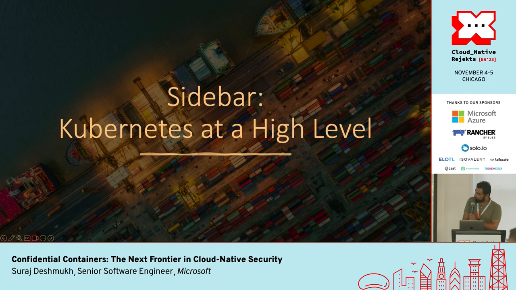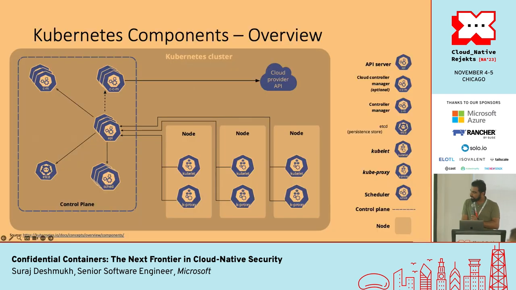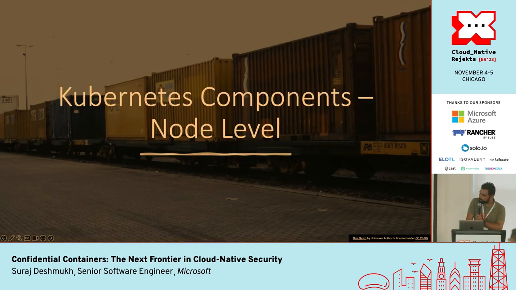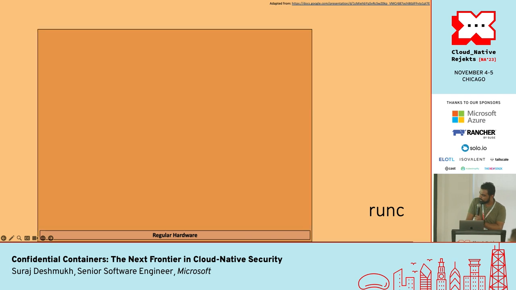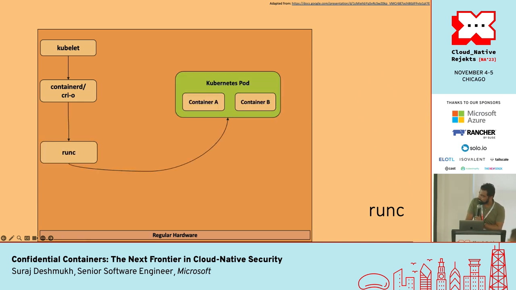So before you see how it's really done under the hood, let's look at this. You all are pretty aware of this whole thing. There's a control plane and there's a worker node. Who doesn't understand what's here? I don't think anybody. So we'll zoom in at the node level. This is typical regular hardware. Kubelet gets the request, sends it to containerd, which talks to RunC, and then your Kubernetes pod comes up.